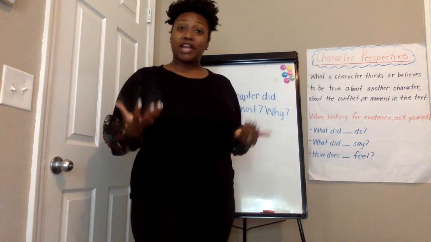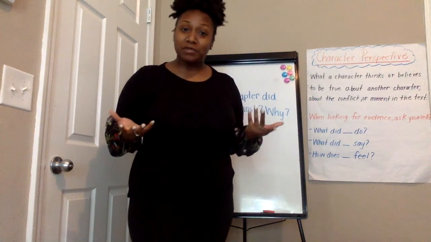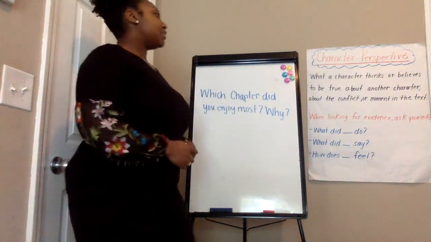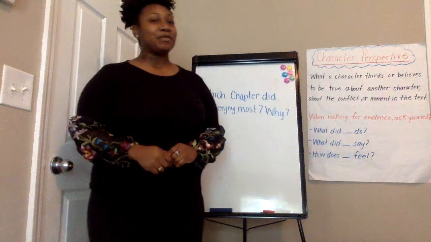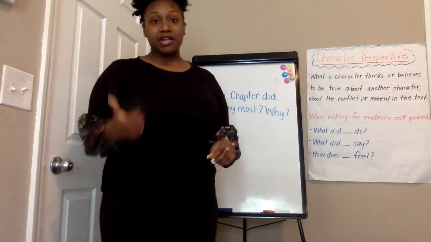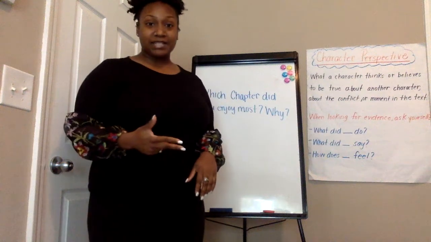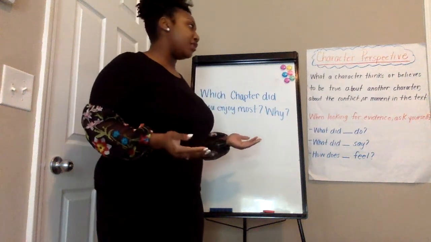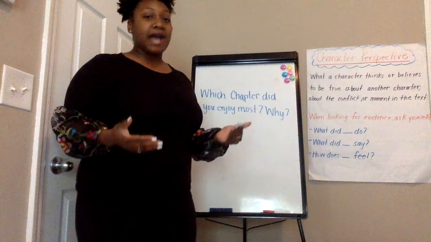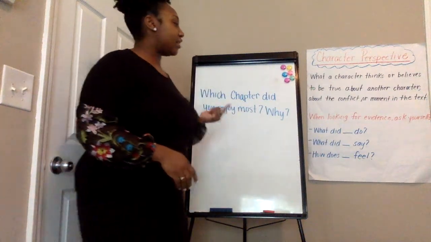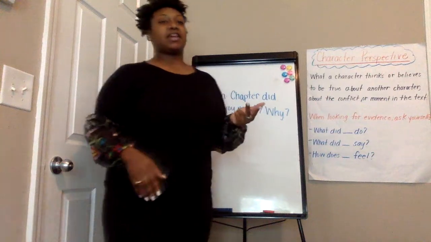And I'm going to go over character perspective one more time before we move on from this unit. Character perspective is what a character thinks or believes to be true about another character, about the conflict, or a moment in the text. You should already know when you're looking for evidence, you need to ask yourself, what does the character do? What does the character say? And how does the character feel?